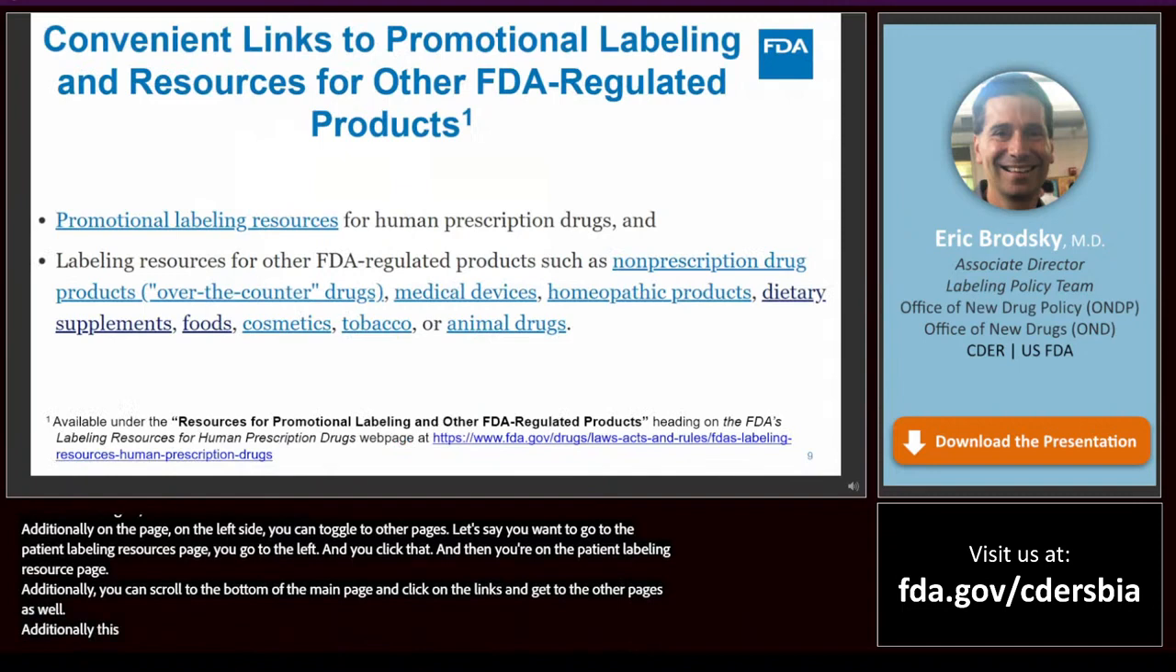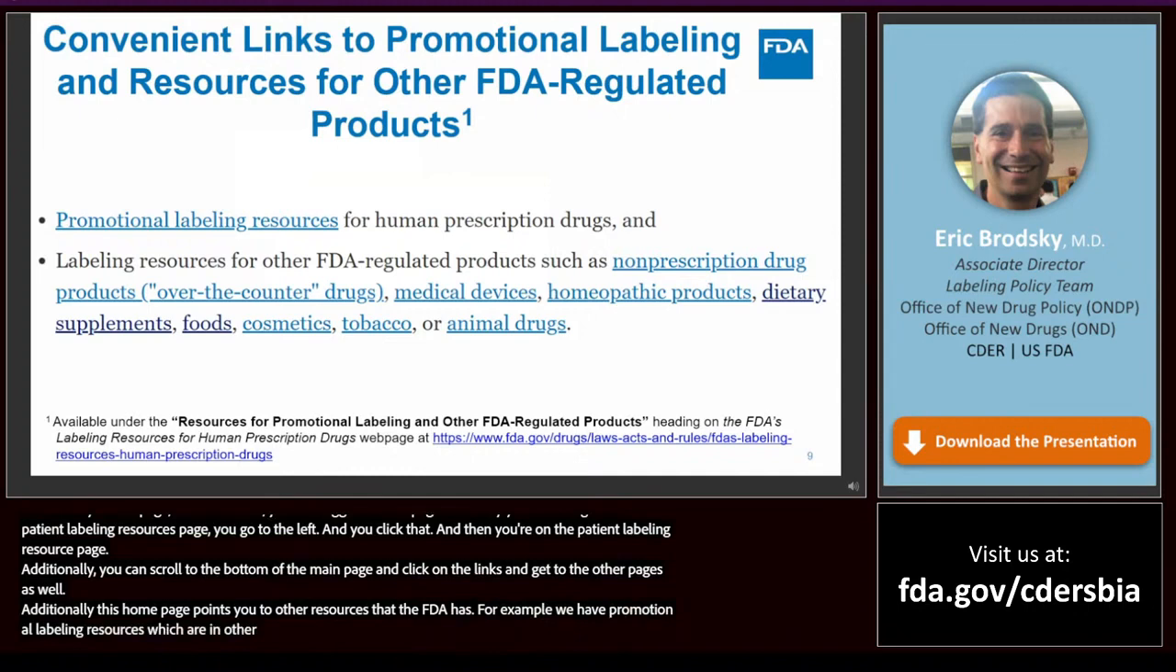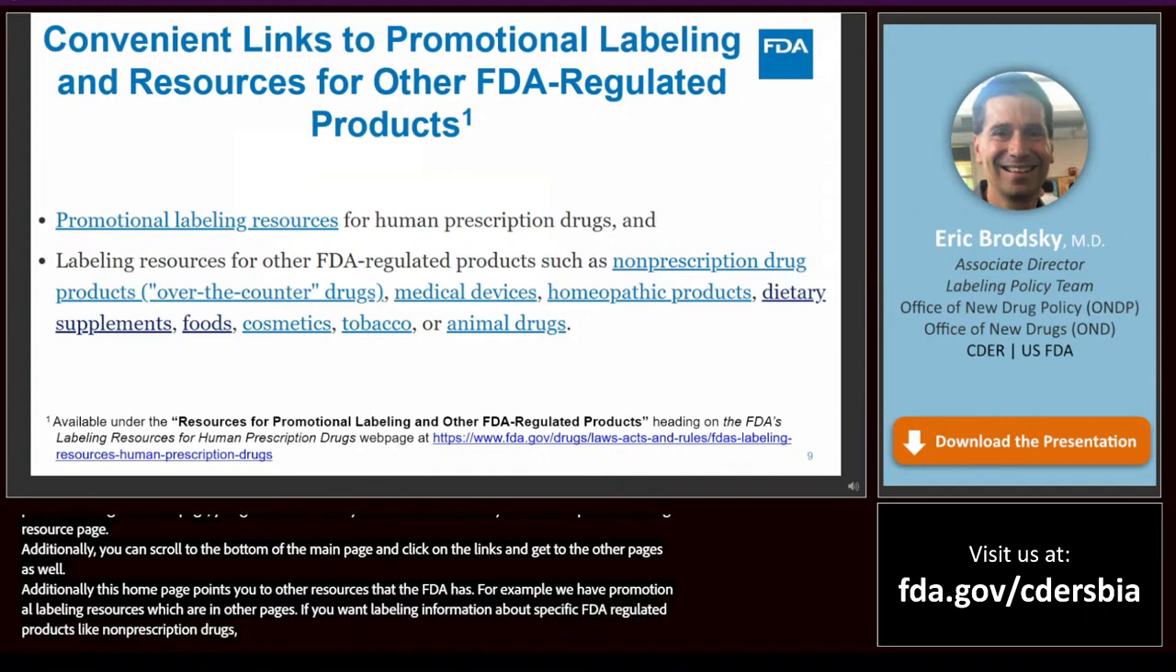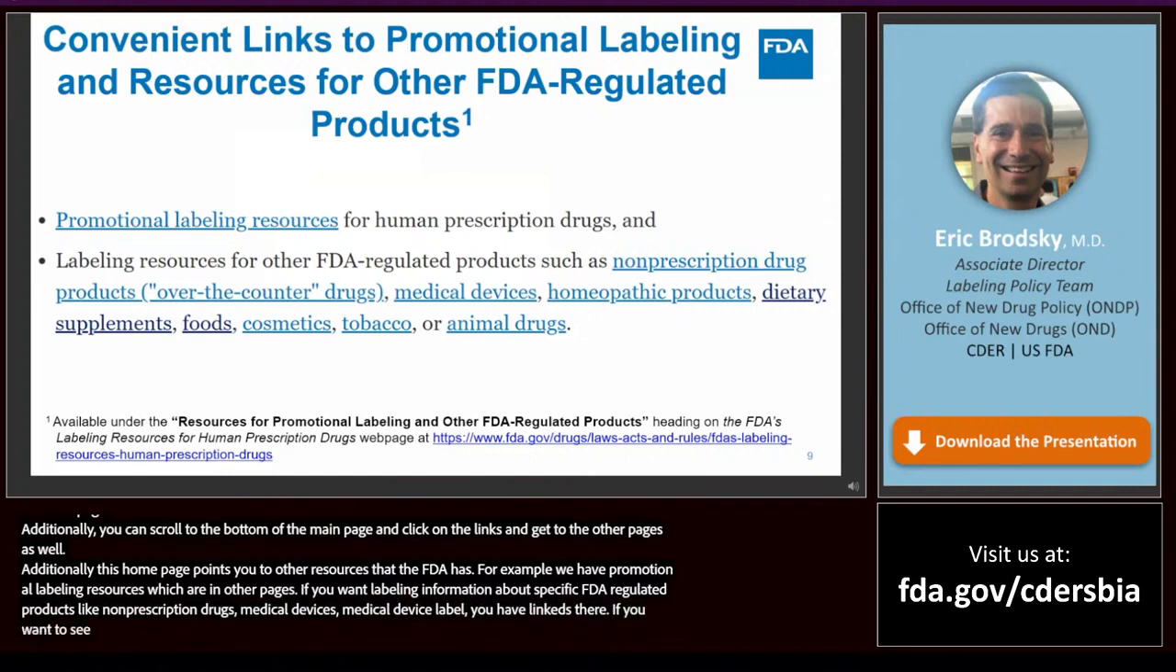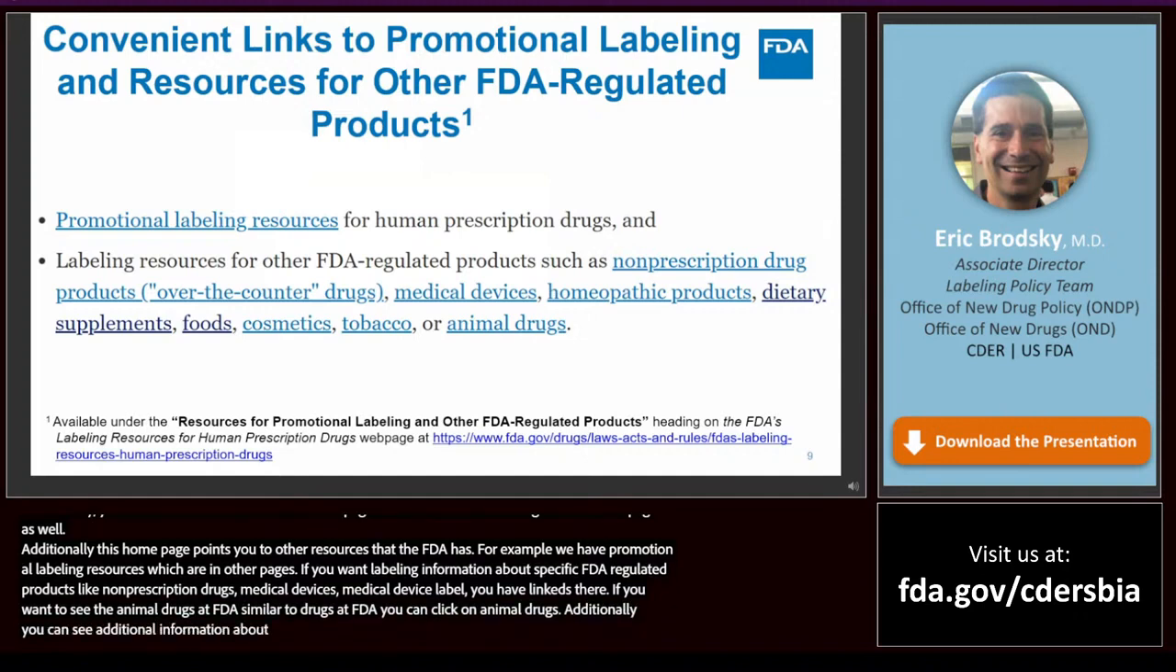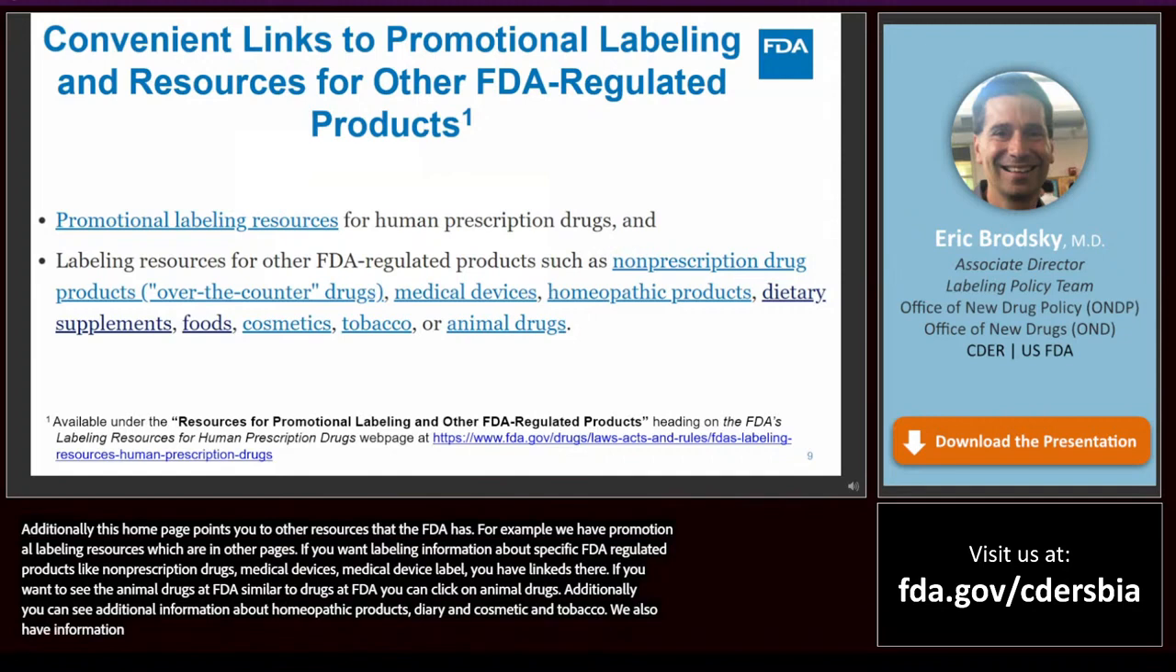Additionally, this home page points you to other resources that the FDA has. For example, we have promotional labeling resources, which are in other pages. If you want labeling information about specific FDA-regulated products like non-prescription drugs, like the drug facts labeling, medical devices, medical device labeling, you have links there. If you want to see the animal drugs at FDA, which is similar to drugs at FDA, you could click on animal drugs. Additionally, you could see additional information about homeopathic products, dietary supplements, cosmetics, and tobacco. We also have information about food labeling, over-the-counter food labeling.